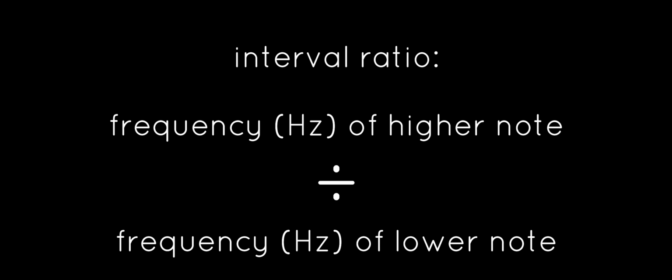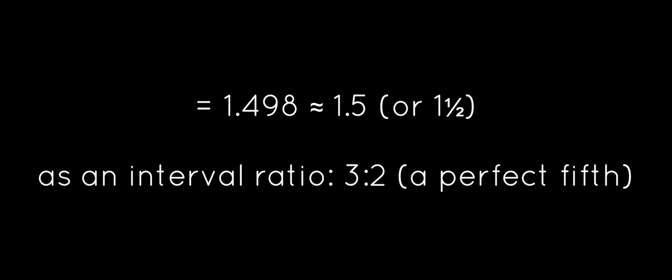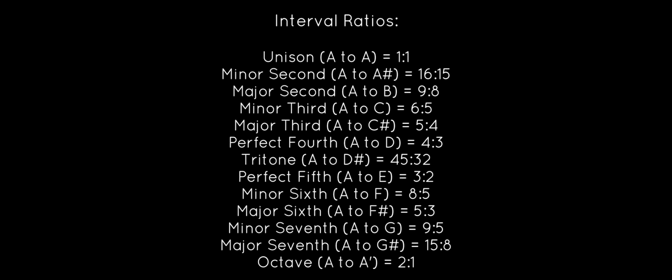Now the ratios of these intervals are found by taking the frequency in hertz of the higher note and dividing it by the frequency in hertz of the lower note. A above middle C on the piano keyboard is 440 Hz, and the next E up on the piano is 659.26 Hz. Taking 659.26 and dividing that by 440, you get 1.498, which rounds to 1.5. As a ratio, this is represented as 3 to 2. That's the interval ratio of our perfect fifth. For the others, A to B is a major second, and the interval ratio is 9 to 8, and A to B flat is a minor second, with the interval ratio of 16 to 15.